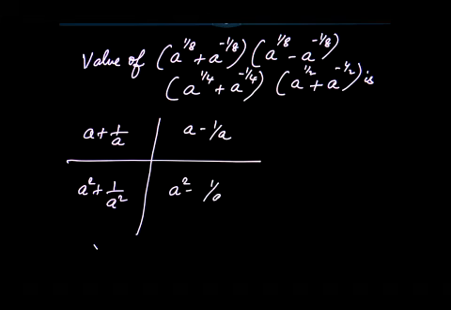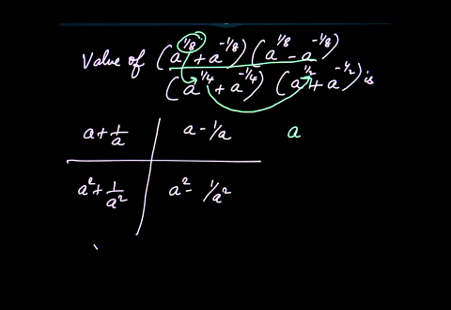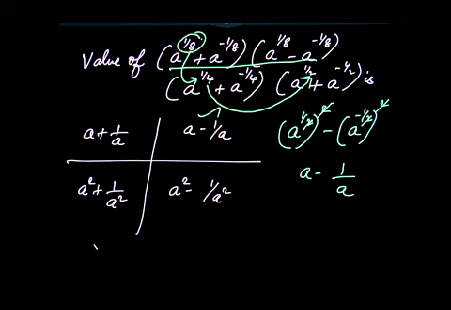We have 4 options. For these types of sums, you have to go through the powers 1 by 8, 1 by 4, 1 by 2. So we have to go for the last power and write it as a square minus b square. The answer is a minus 1 by a. Option B.